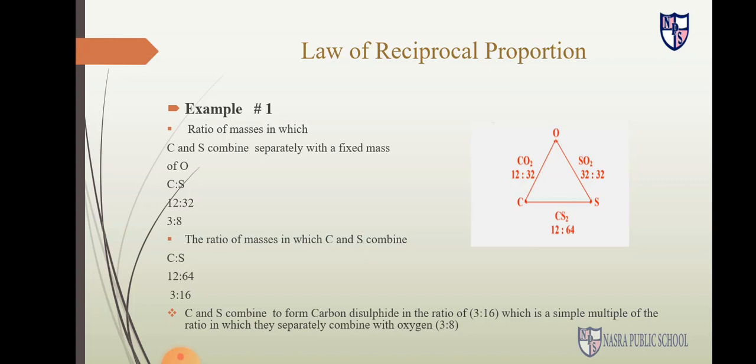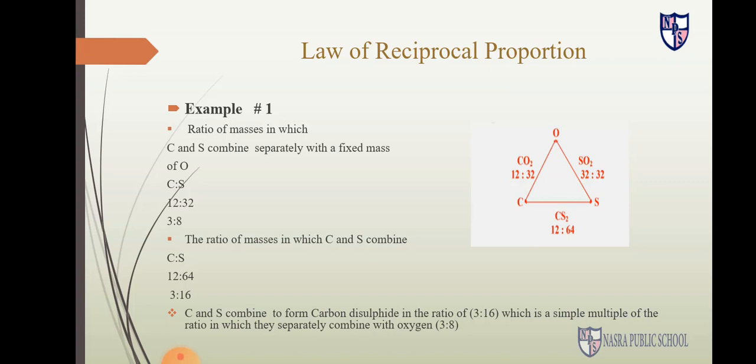Now take a look on the ratio of masses in which carbon and sulfur combine with each other to form carbon disulfide, CS2. It is 12:64. Its simplest or reduced ratio would be 3:16. Here for carbon it is 12 and for sulfur it is 64 because we have two sulfur atoms here, so it will be double of mass of one sulfur atom. So 12:64 and its simplest or reduced ratio would be 3:16.